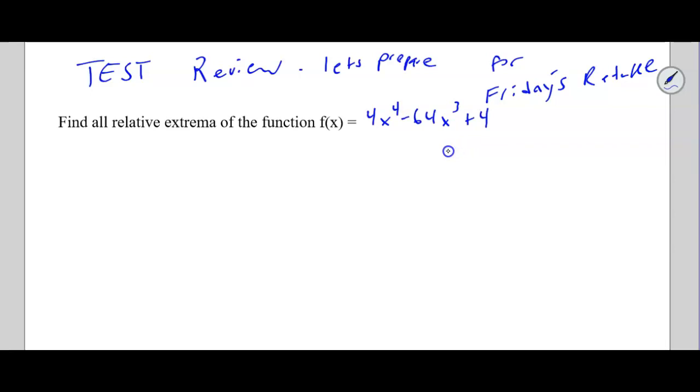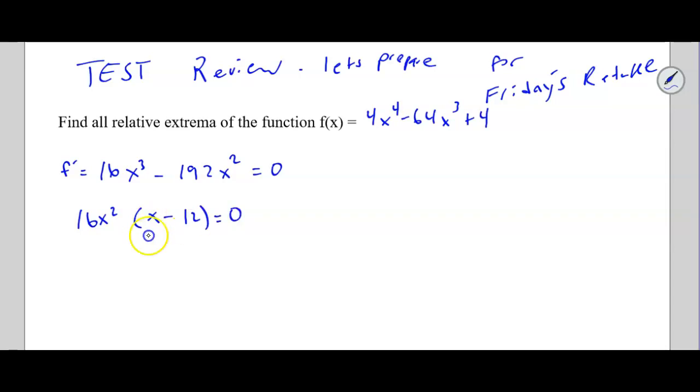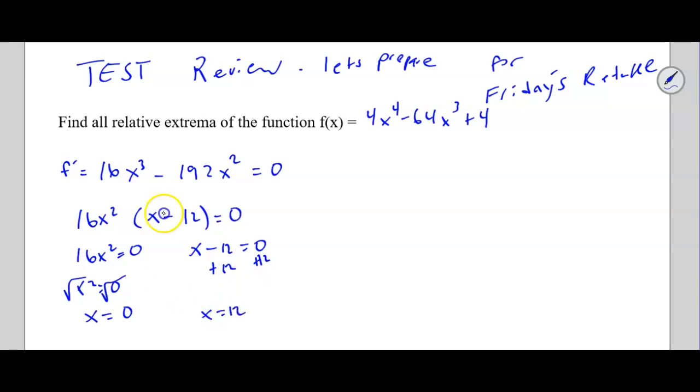Okay, so that kind of hints that we probably want to test the first derivative first. So the first derivative here is going to be 16x cubed minus 192x squared. And then remember we take that and set it equal to 0. With this one we can factor out a 16 and the x squared. So you get 16x squared times x minus 12. And so you set this factor equal to 0, and you set this factor equal to 0. You divide by 16, it's still 0, and then square root both sides, you get x equals 0. And for this one, you add 12, and you get x equals 12. So of course you've got to go to your wiggle line test.